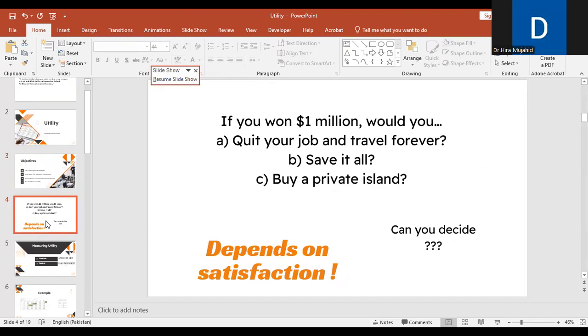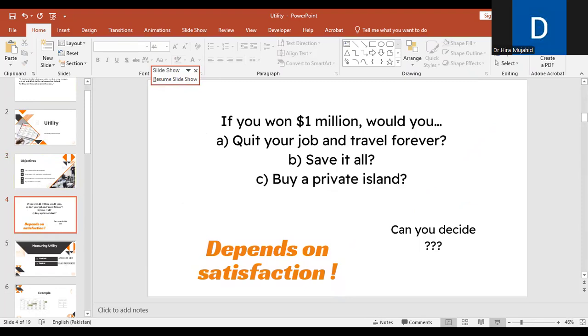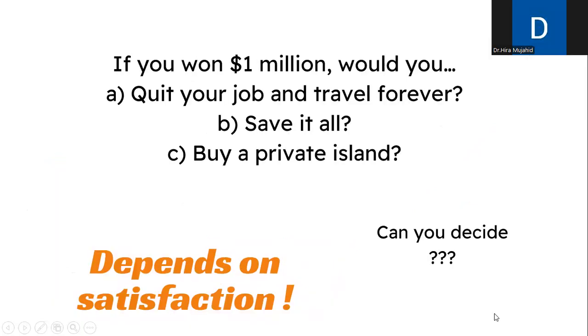Before going to explain the concept, just think that you got $1 million. What will you prefer? You will quit your job, travel forever, save it all, or buy a private island. Can you make a choice?